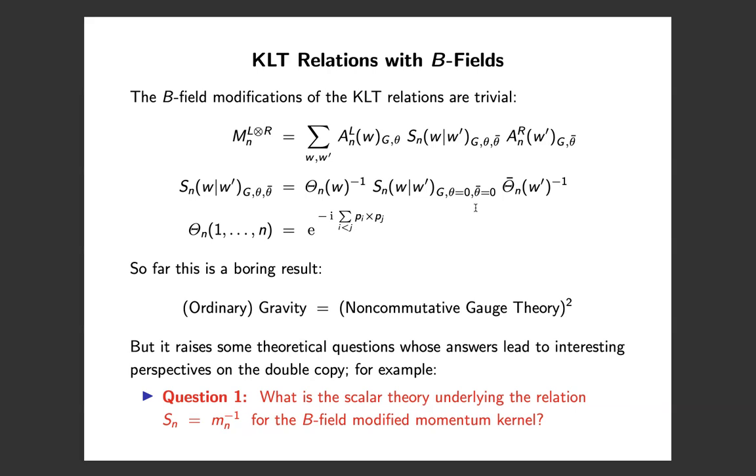So the answer to what the KLT double copy relations with constant B fields are is very boring. What it says in the field theory limit is that the double copy of noncommutative gauge theory, which I write here symbolically by saying it's the square, just gives gravity. And by gravity, I don't mean any esoteric noncommutative version of gravity, but just ordinary gravity.